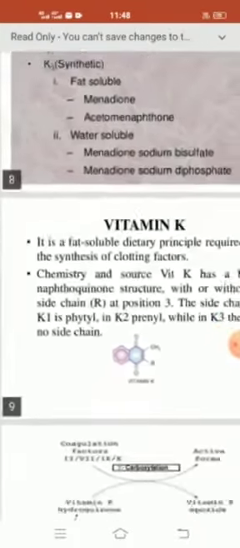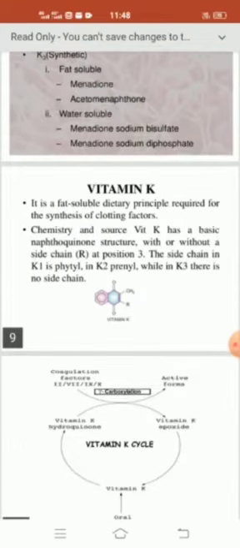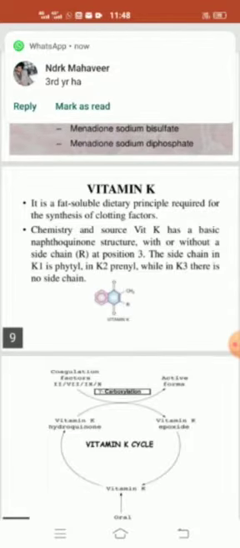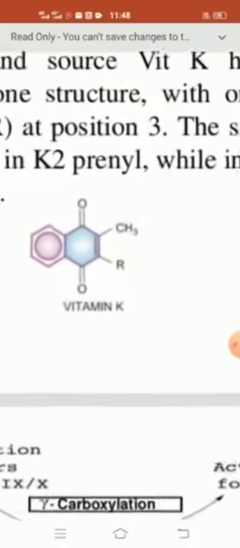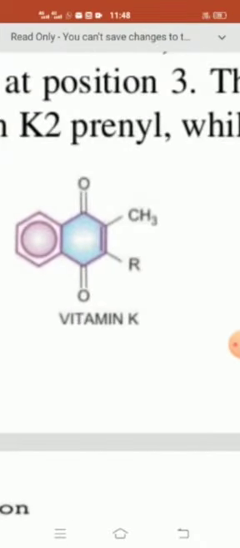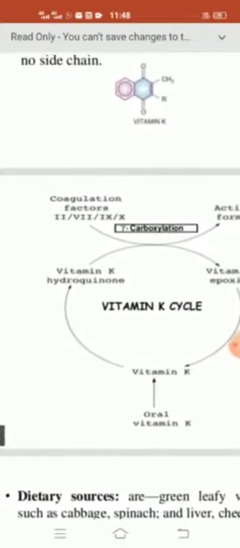Okay. So coming to vitamin K, it is a fat soluble dietary vitamin required for the synthesis of clotting factors. The chemistry and the source of vitamin K: it has a basic naphthoquinone structure with or without a side chain at position 3. The side chain of K1 is phytyl and K2 is prenyl, while in K3 there is no side chain. You can have a look at the structure of vitamin K. This is the basic structure of vitamin K with substitutions at R.